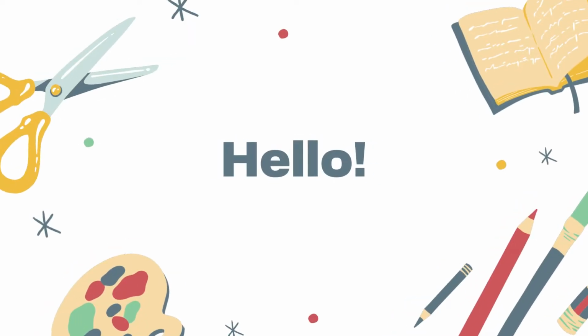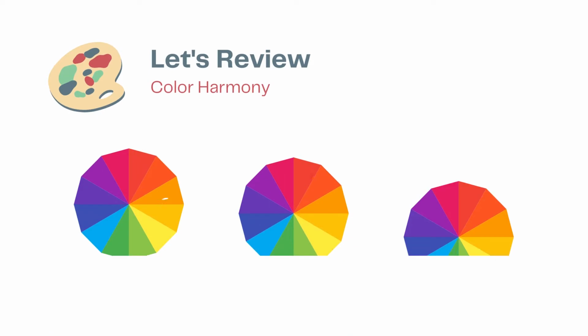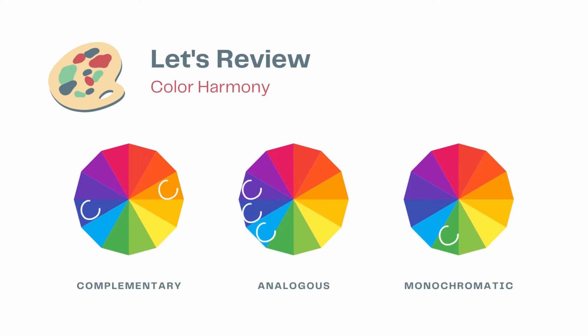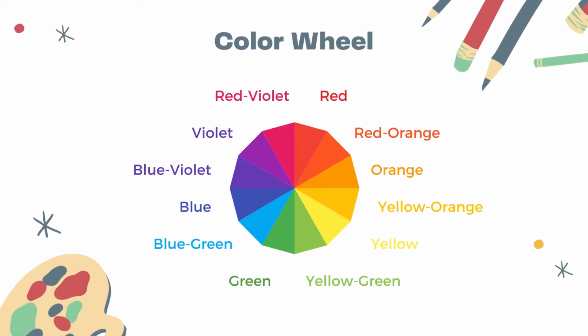Today, we are going to learn how to make a moodscape. It's a combination of your mood or emotion in a landscape drawing or painting. Before we begin, let's review about color and how to achieve harmony. Colors can help create the mood or communicate an emotion in a painting.